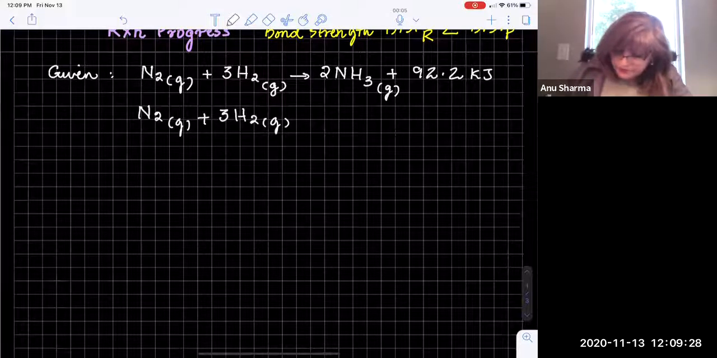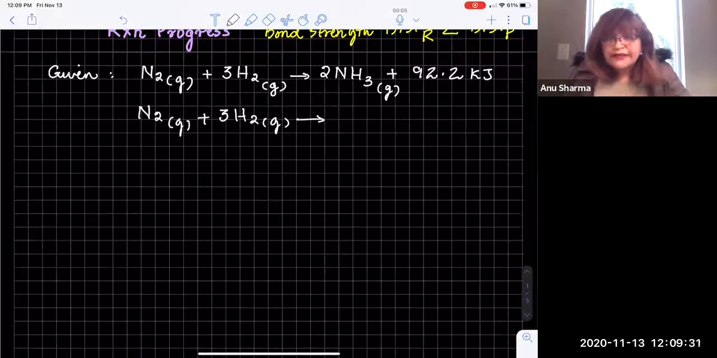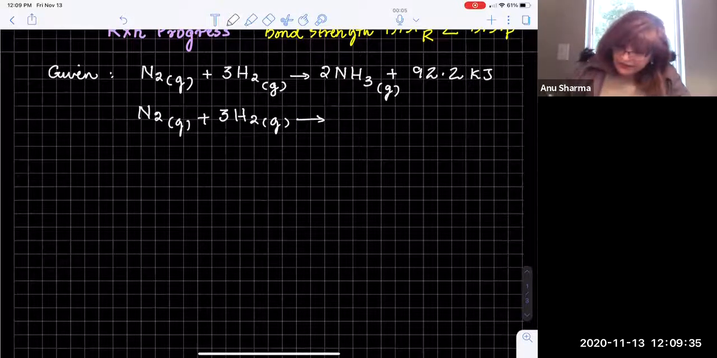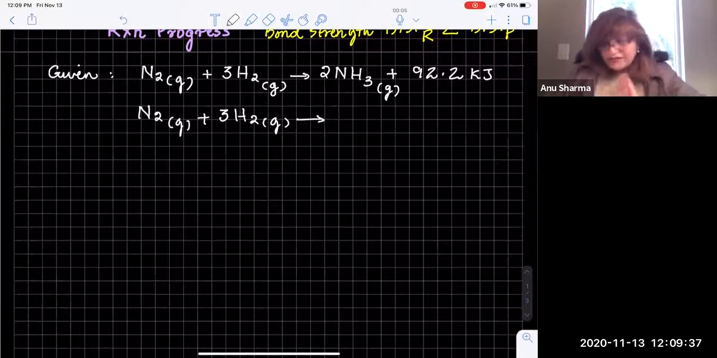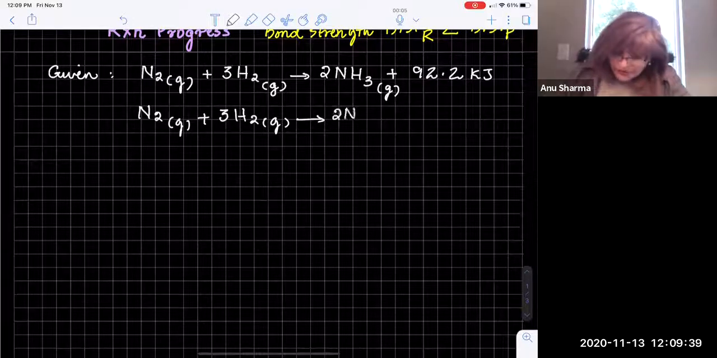Now, sometimes on the exams, they are not going to give you a balanced equation. So you always have to check the balanced equation. So here you have 2 moles of ammonia that is being released or formed as a gas.